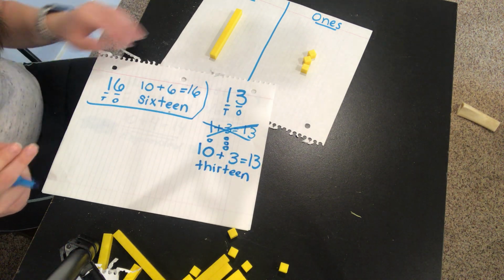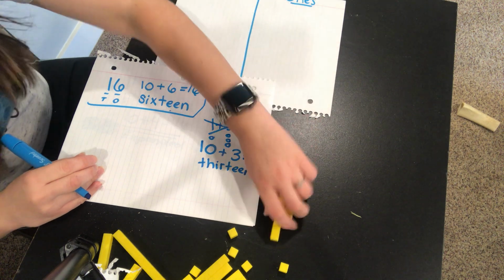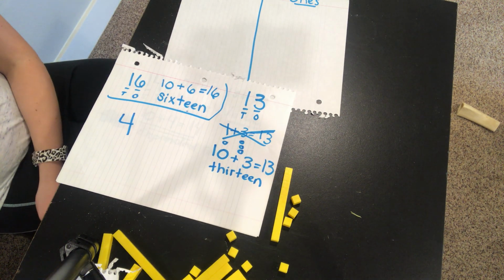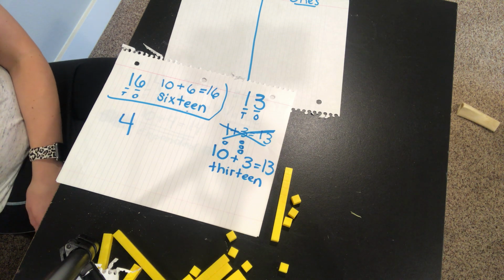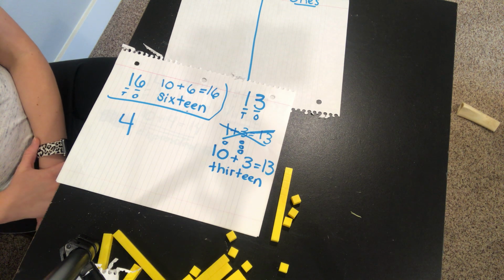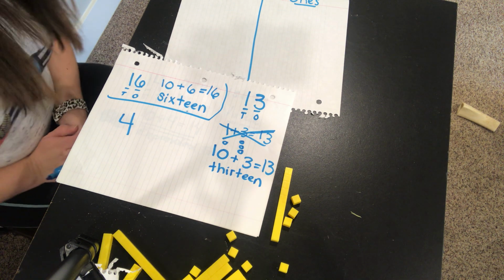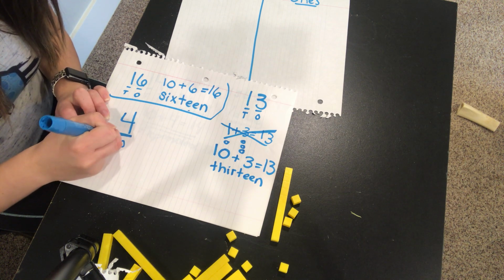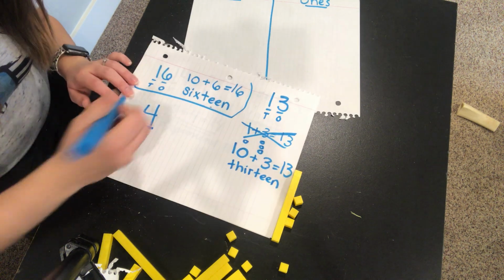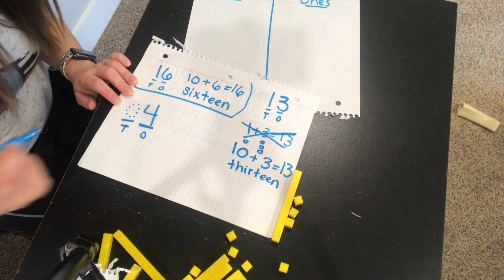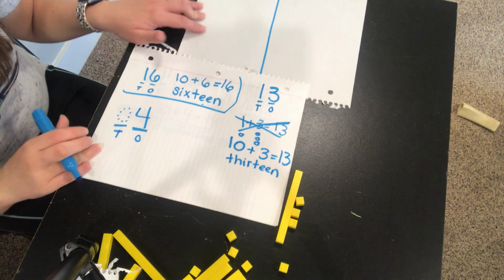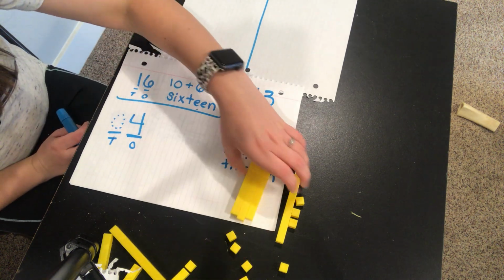Okay? Let's try another. Can you model 4? All right, 4 is a one-digit number, so that means we only have a ones place. There are no tens here. If there was a ten, it would just be like an imaginary 0 because there's nothing. It's just 4 ones.